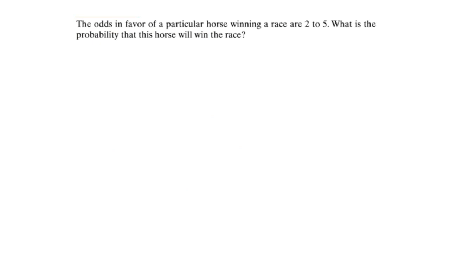For this final slide, it states the odds in favor of a particular horse winning a race are 2 to 5. What is the probability that this horse will win the race? All right, so for us to find the probability of this horse winning the race, we need to be working with odds in favor of. So we can see in our reading that it did supply us with odds in favor of, and the odds are 2 to 5. So we do have what we need in order to find the probability.